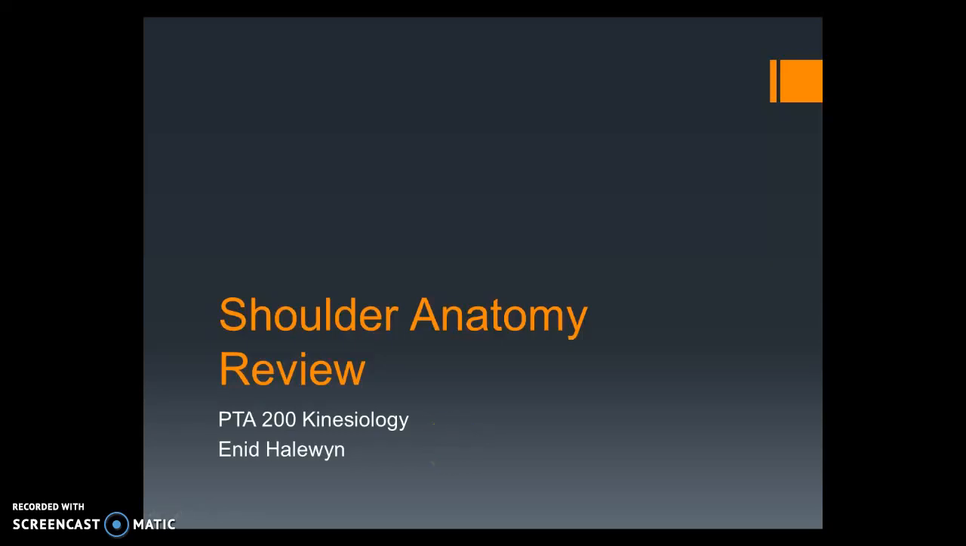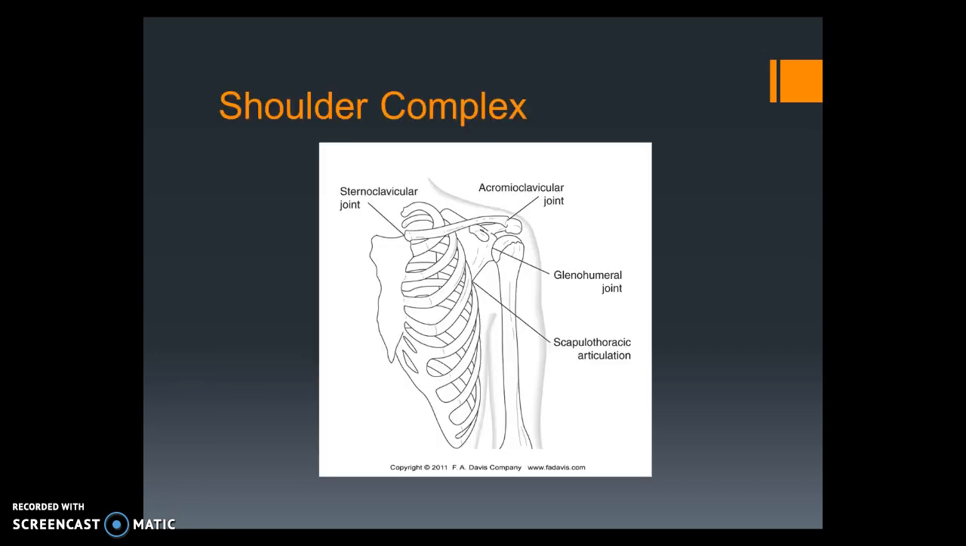Hello! We are now moving on to the shoulder. We're going to do a short anatomy review. So the shoulder complex is made up of your clavicle, humerus, scapula, and even your rib cage.